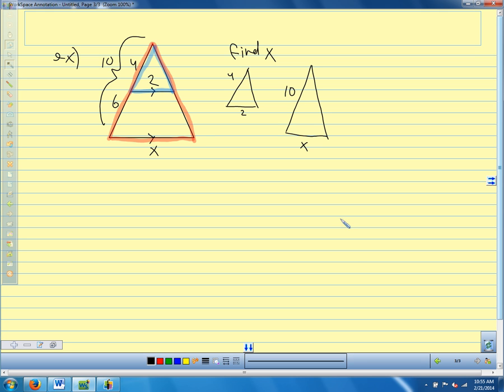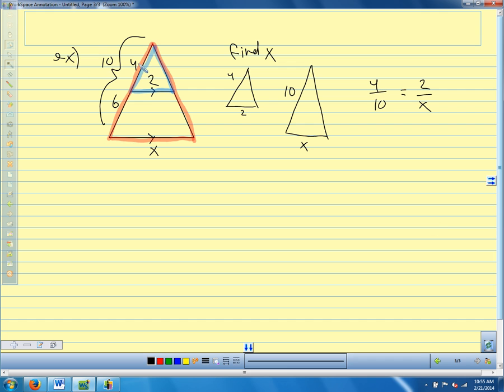So we can break it up into two triangles. Now this helps us write our proportion. How are we going to write our proportion for these two triangles? 4 over 10, 2 over x. That way we're comparing the right pieces.